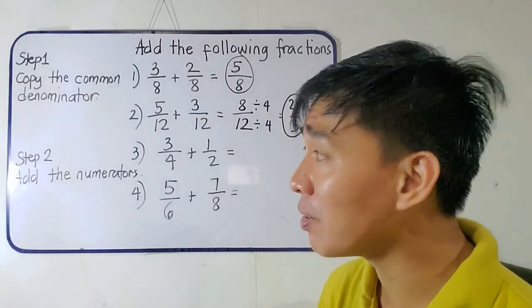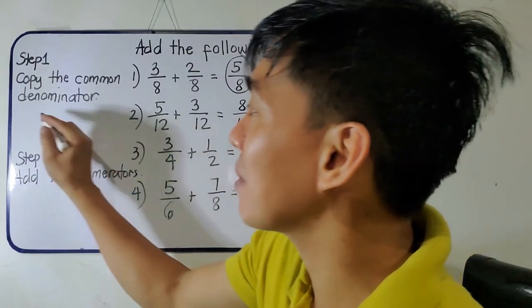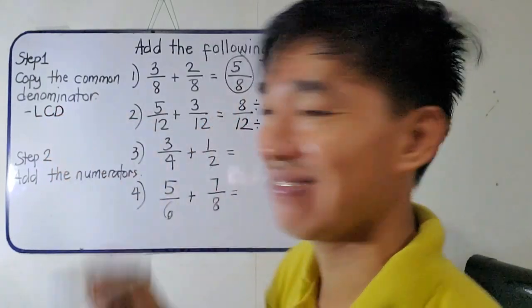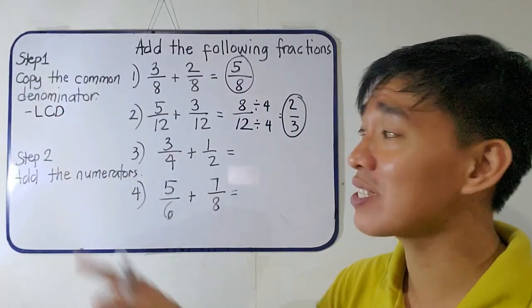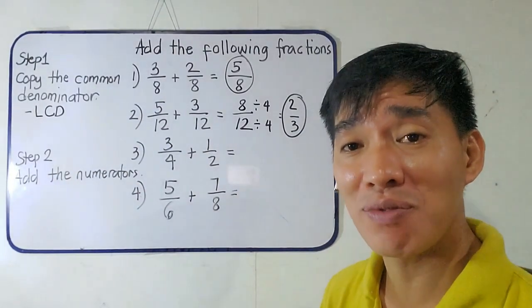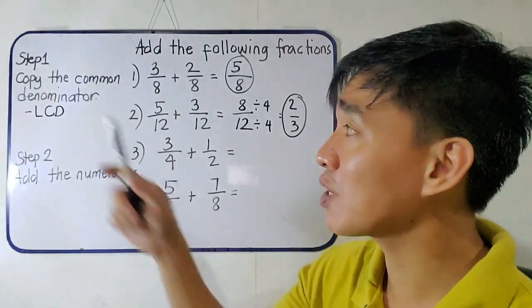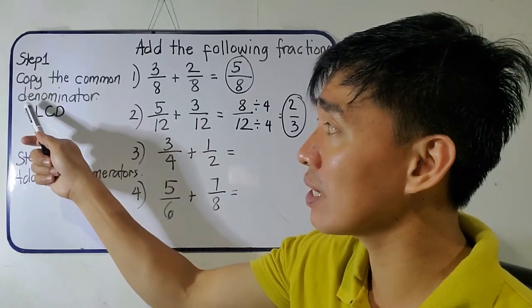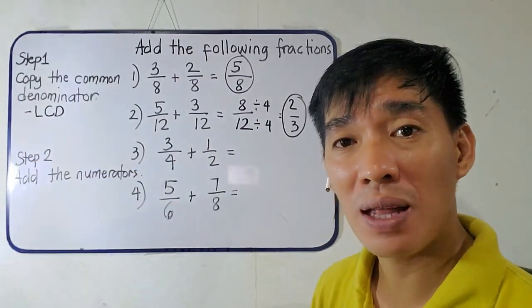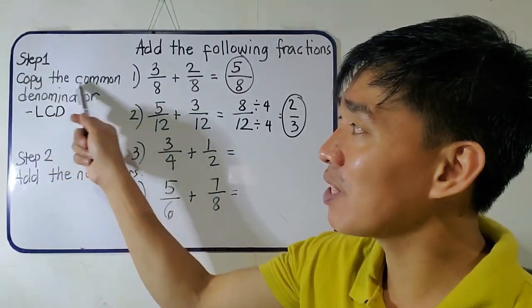Because they are not common, that's the time that we will add another step. And that step is to look for their LCD. Okay, we will just add another step, which is look for their LCD, but it's not necessary that we always have to look for the LCD. That's why I condensed the steps into two, such as step number 1 is to copy the common denominator. So if there's no need for you to look for the LCD, you just skip it. Okay, so copy the common denominator.